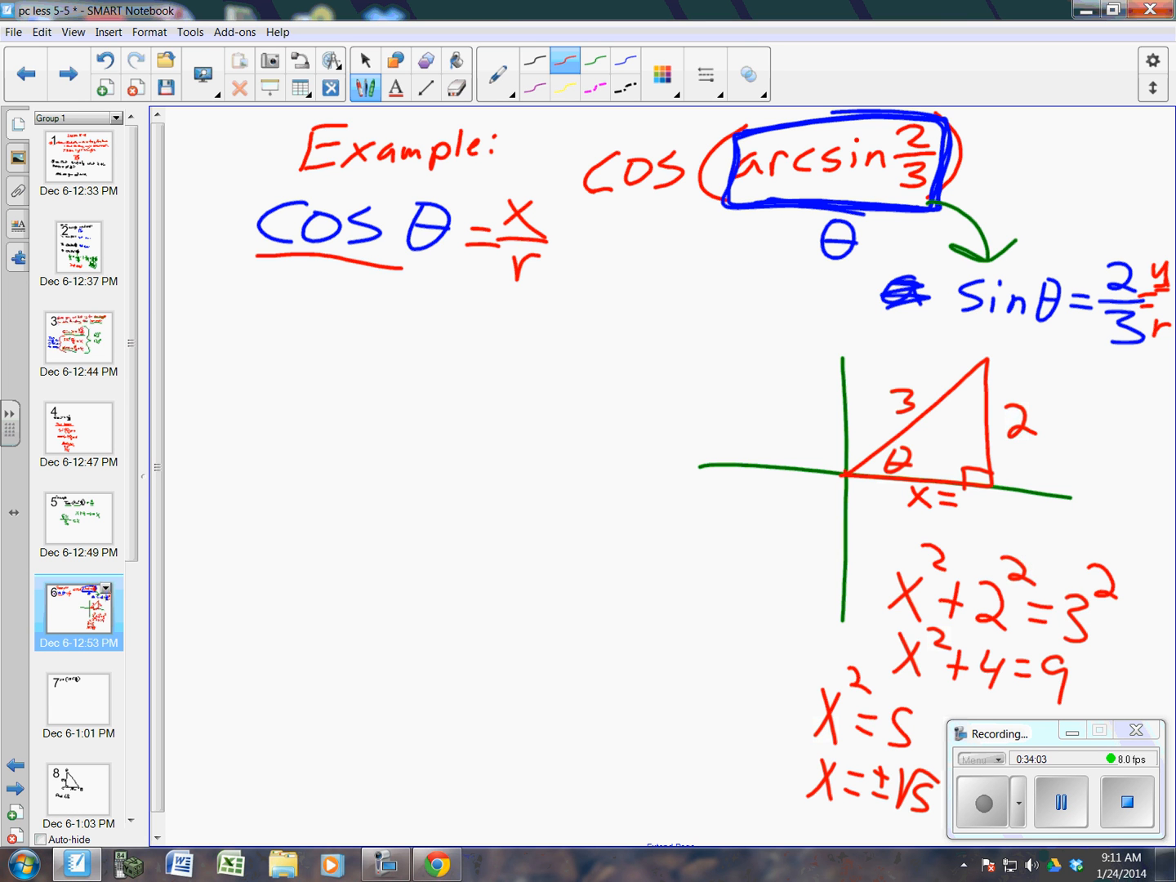Now, look, if I'm in the first quadrant, I'm going out to the right. Is it positive or negative? So it's a positive square root of 5. Okay, so now I have x. Now I have my answer. Because remember, originally, I'm asking for cosine. I'm really looking for cosine. Well, the cosine is x over r. And x is the square root of 5, and r is 3. And therefore, my answer is square root of 5 over 3.